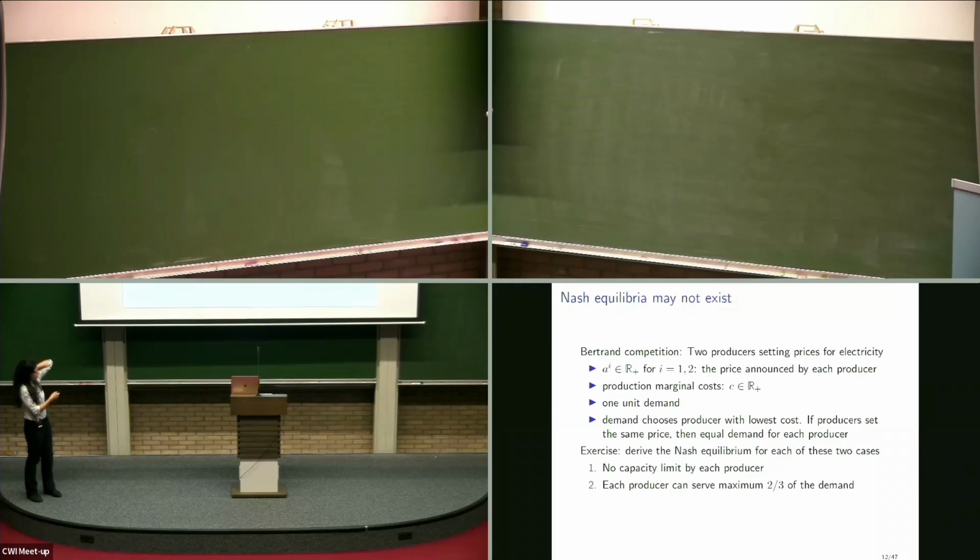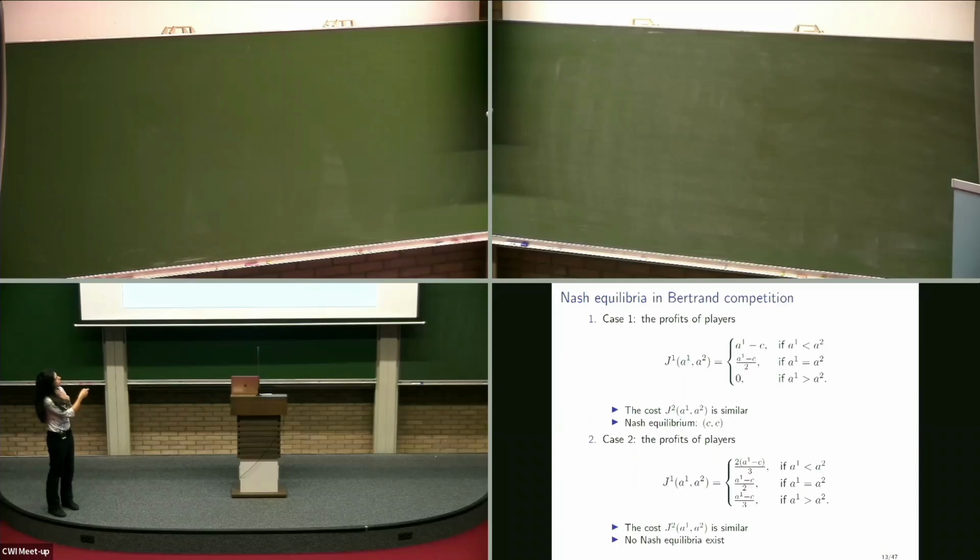And then here we can also look at the Nash equilibria in a couple of cases: if we have no capacity limit for each producer, and if each producer has a capacity limit. You can write the cost function of each player. In this case, I think I'm writing the profit, so you can imagine maximizing the profit. So if player 1 sets a price lower than player 2, he gets the entire unit of demand, so he will make a_1 minus c, and if he sets it equal to the second one, he gets half of the demand, and if it's greater than the price the second player chooses, he would get 0.